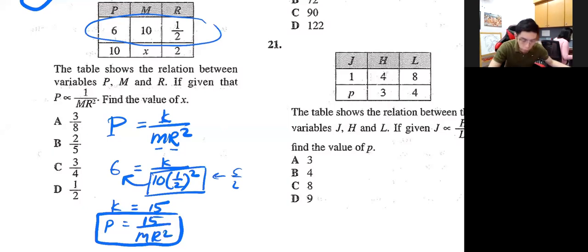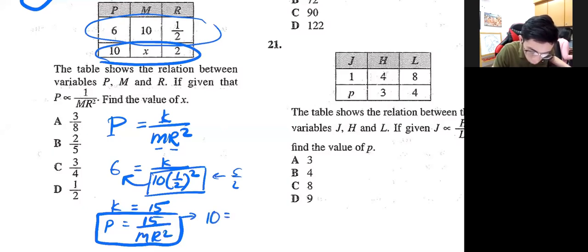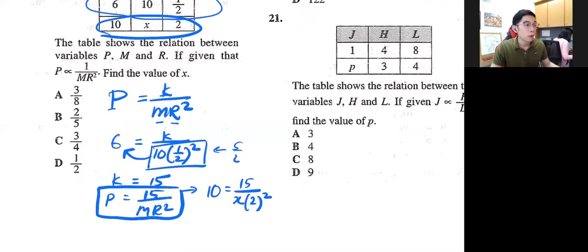Okay, so now I will put the 10, x and 2 inside. So now 10 equals 15 over x times 2 squared. Can you see the workings now? And everybody, always remember this. If you are kind of weak in your mathematics, always do this. Yes, your working is correct. So yes, you will get 4x. So this time you see you get 4, right? So 10 equals 15 over 4x.